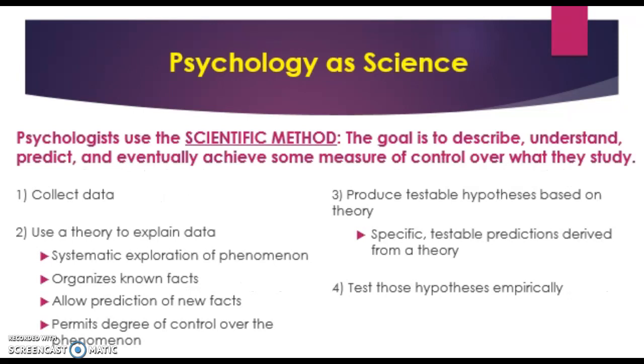One thing to keep in mind throughout this semester is that psychology is a science. Psychologists depend on the scientific method, and they use this method in order to describe, to understand, to make predictions, and eventually the idea is that there's some sort of control that can be gained over what they're studying. So there are steps to the scientific method. The first step is collecting data. And so we take that data and look it over and come up with some sort of theory to explain our data, some sort of explanation.